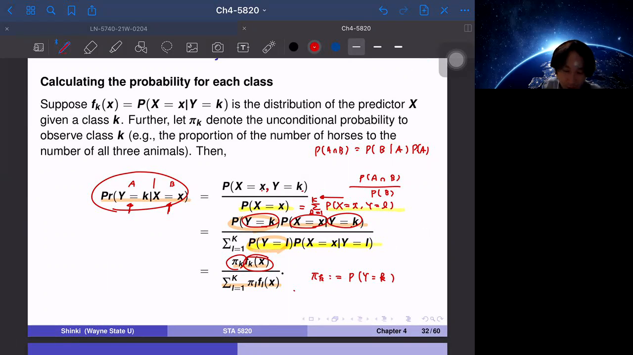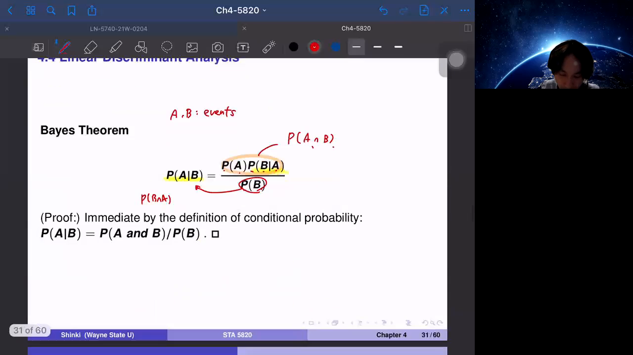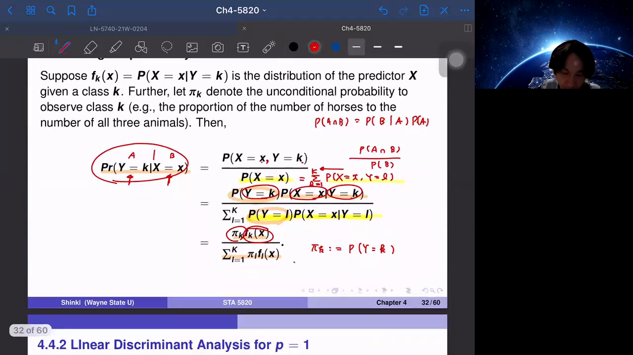So that means, the deer, the giraffes, and the horse. Suppose 90% of the animals in the population are horses. Then if the neck length is slightly larger, we still believe that it may be a horse, because most animals in the population are horses. So the prior probability matters.